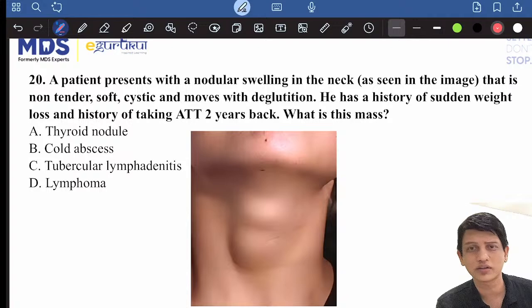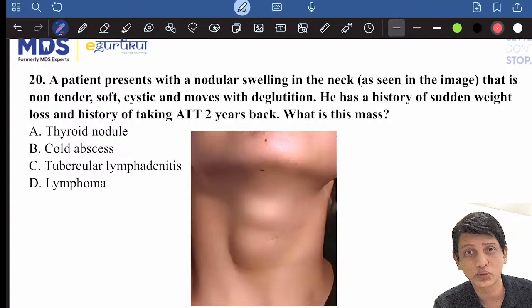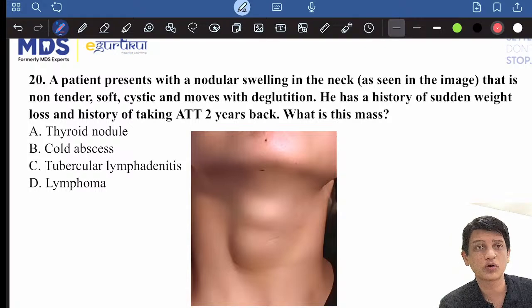Sudden weight loss and all may be because of hyperthyroidism. It's not due to malignancy, so lymphoma is ruled out. Cold abscess is because of TB and it doesn't move with deglutition. Lymphoma doesn't move with deglutition. Tubercular lymphadenitis doesn't move with deglutition. Is it clear now how to rule out? And tubercular lymphadenitis and cold abscess may be tender, they're not non-tender.